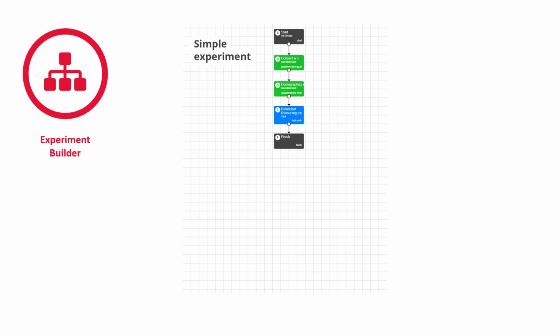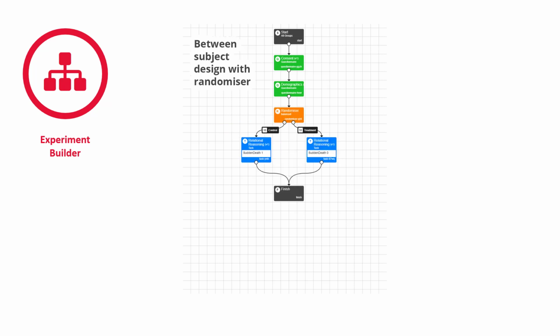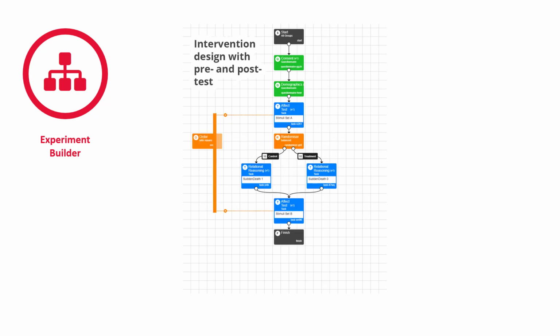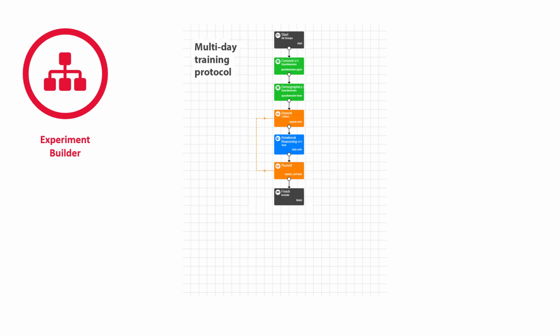Using powerful control nodes in the experiment tree, a few components can be configured to create a wide variety of experiments. A simple experiment with consent, demographics, and a task, or two tasks in a fixed or counterbalanced order, a between subject experiment, an intervention design with pre and post test, with a control and treatment condition, or even a multi-day training study.